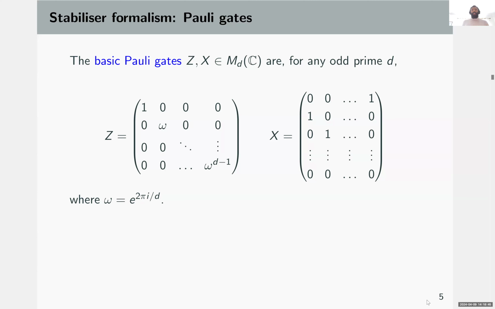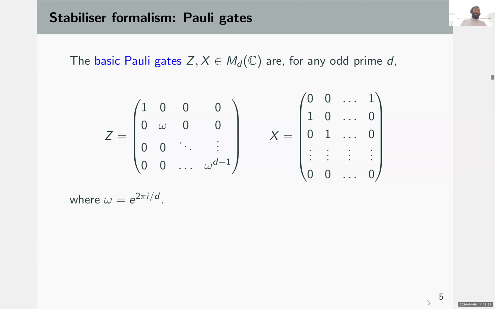Okay, so you probably know the basic Pauli gates, Z and X. But for the qudit setting, Z and X are unitary operators on D level systems. So we're going to let D be any odd prime, like 3, 5, 7, and so on. And we can define Z to be, normally Z would be 1, -1, but instead we're now going to have these primitive D-th roots of unity. So for example, all along the diagonal, that's the Z operator.